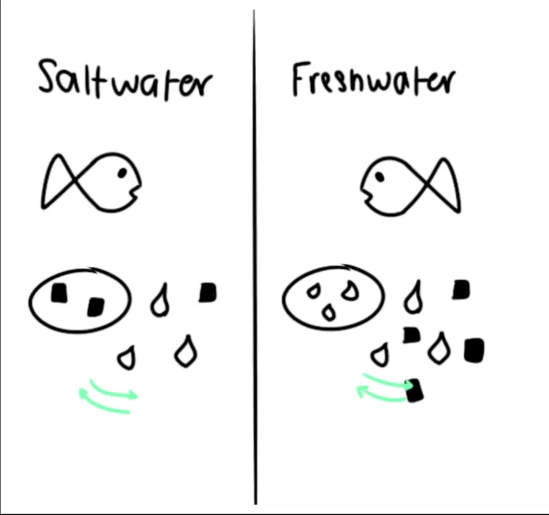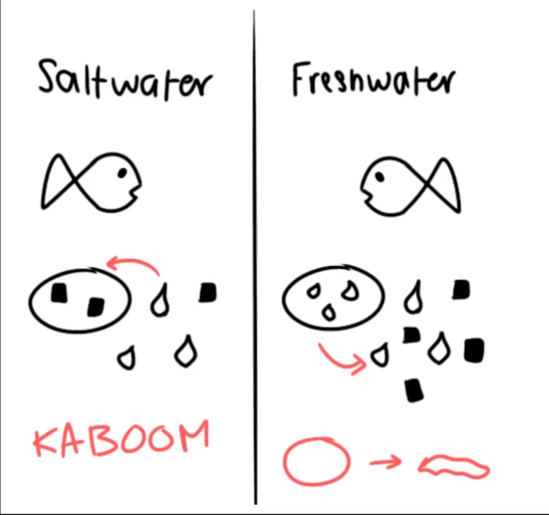Using this principle, what would happen to a saltwater fish in freshwater? Since the saltwater fish has a higher solute concentration than the freshwater around it, the water will go into the cells of the fish and cause it to... moving on. What would happen to freshwater fish in saltwater?